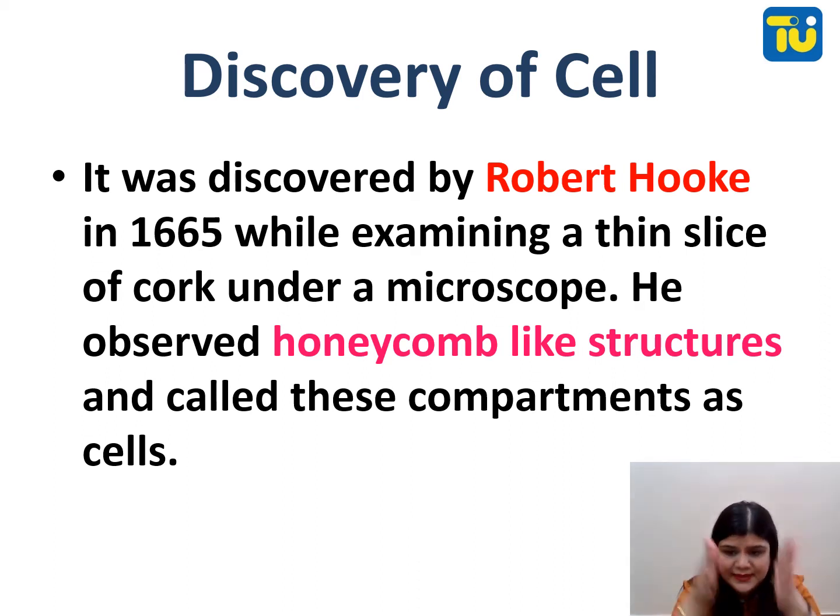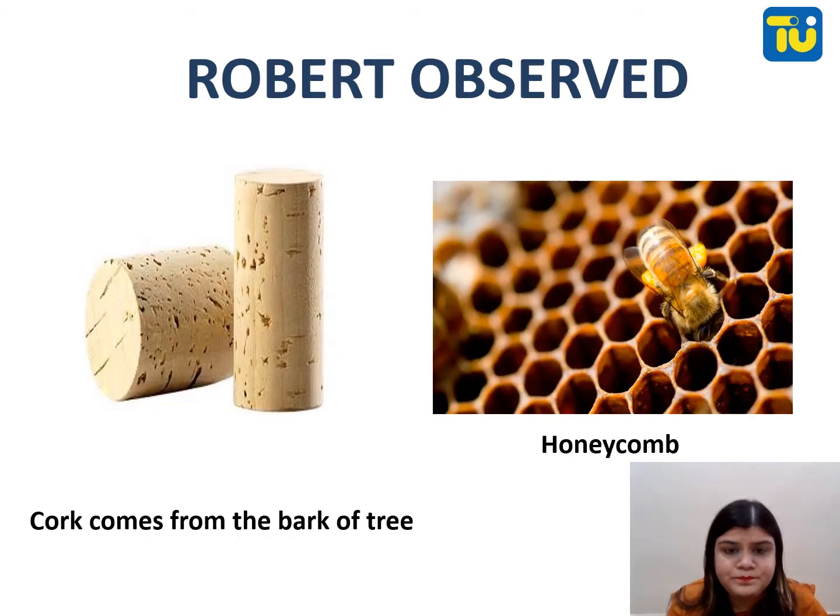Okay, because they were like small compartments, as you can see in the figure. This cork comes from the bark of the tree, which is the dead part of the tree, and this is how the cells looked. So from here we can conclude that the cells observed by Robert Hooke were dead cells.